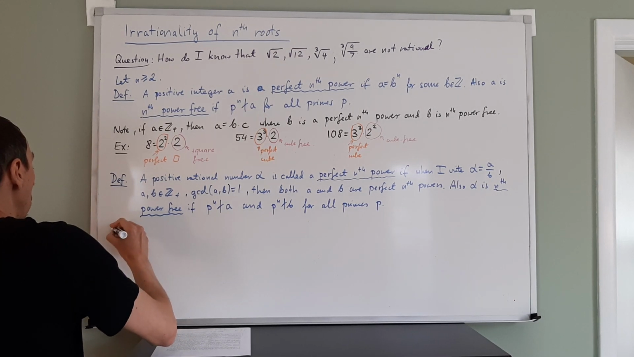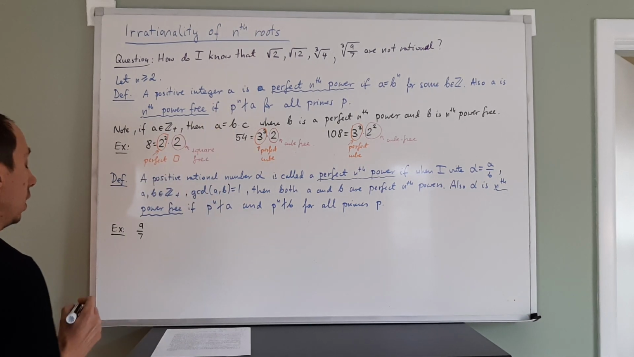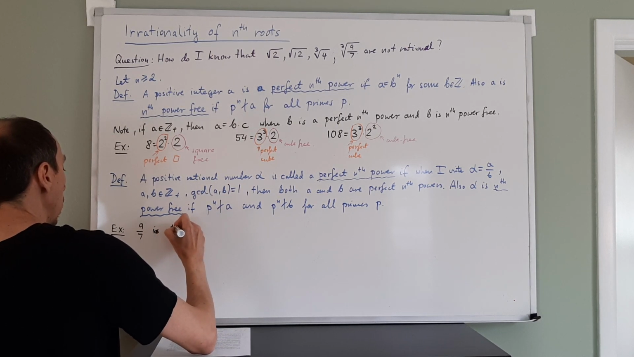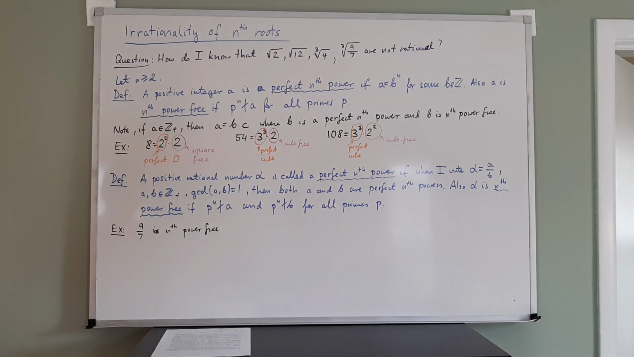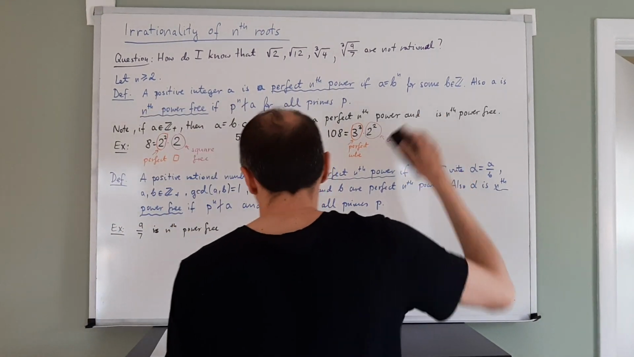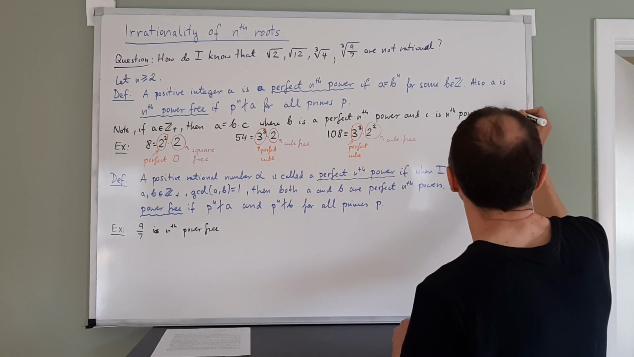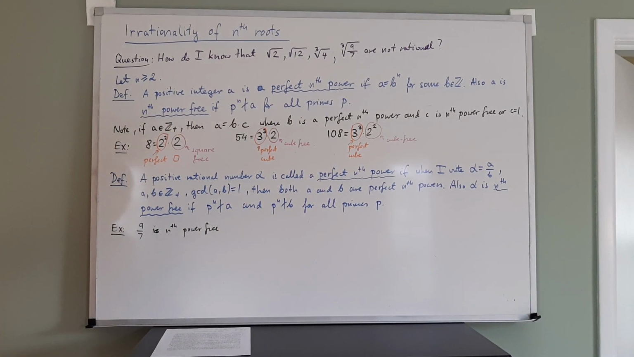Example: 9/7, the one we're going to be interested in soon, is actually immediately nth power free. Correction here: first of all, it shouldn't be b, it should be c. There's also the option of c being 1 if A itself is a perfect nth power. This is already nth power free.